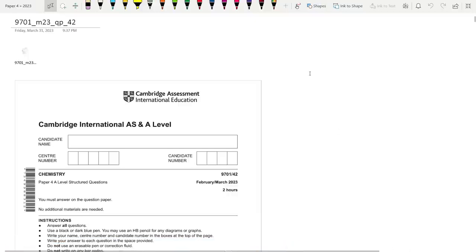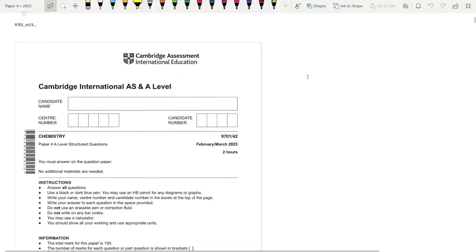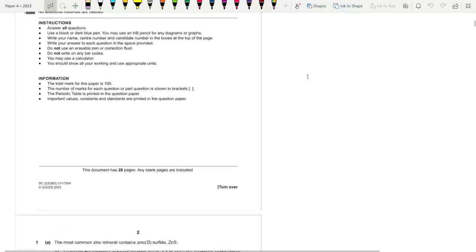Hi guys, we're doing this chemistry paper today, 9701, paper 42, February March 2023. The paper isn't officially out yet, so I don't have access to the threshold. So let's begin, starting with question number 1.